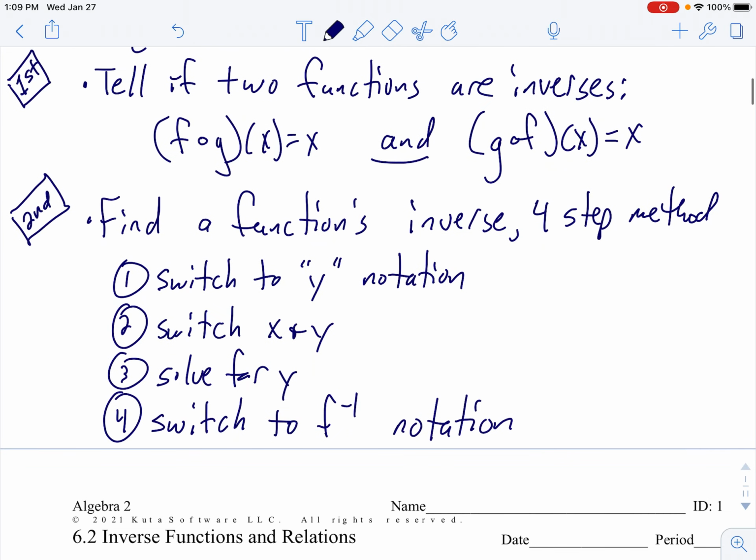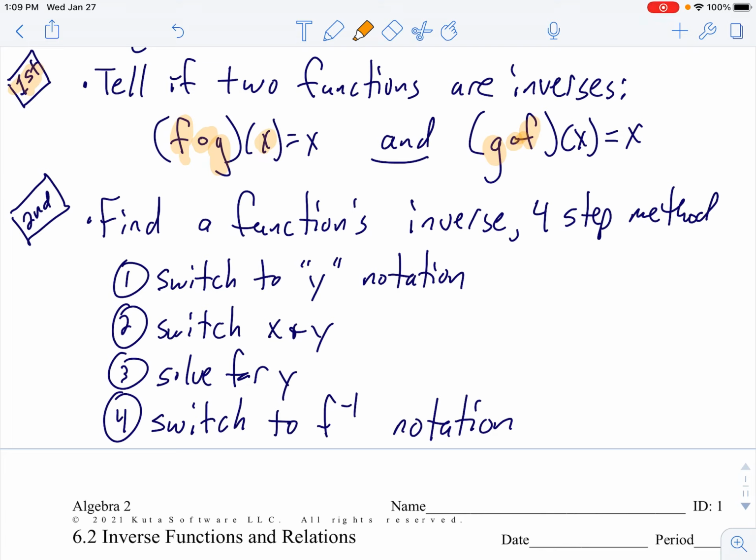And we have two types of problems here, like I said before. The first type is to tell if two functions are inverses. If I give you two functions, f of x and g of x, and I ask you, are they inverses? The answer is either yes or no. The way to tell if they're inverses is to do this. Remember what that O means from the other day? That little O is the symbol for composition. So you have to compose f of g of x and you have to compose g of f of x. So you have to do the two functions composed both ways.